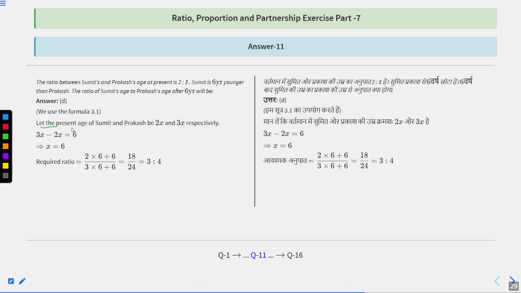According to the question, the present ages of Sumit and Prakash are 2x and 3x. Clear? It is also given that Sumit is 6 years younger than Prakash. So 3x minus 2x equals 6. So x equals 6. So the required ratio will be (2 into x, which is 6, plus 6) upon (3 into x, which is 6, plus 6). When we solve it, we get 18 upon 24, which is 3:4. So D is the correct answer.